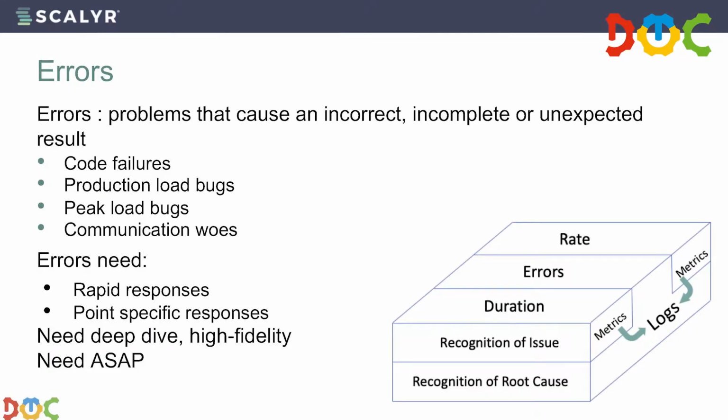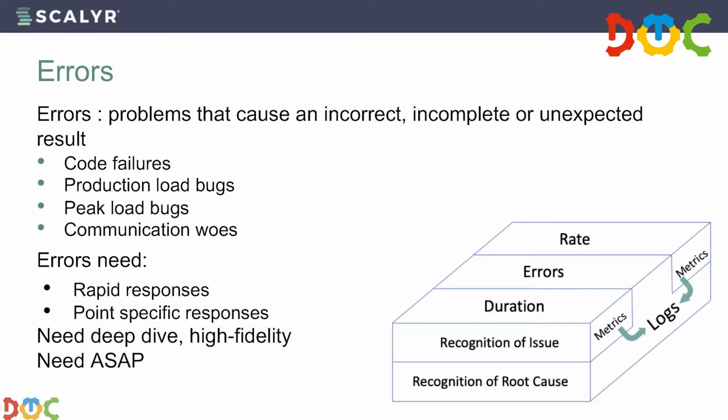The second one is crossing over and saying, okay, where is the data coming from? So now I'm doing the exact same thing and saying, bandwidth-wise, what's driving the data across here? And I'm looking at this from a bandwidth viewpoint, and I can now see that my image and image rendering files are the biggest users of my bandwidth. Errors are pretty obvious. Things that cause incomplete, incorrect, unexpected results. There can be code failures, there can be production load failures, there can be peak load failures, there can be communications failures. Errors require rapid response.